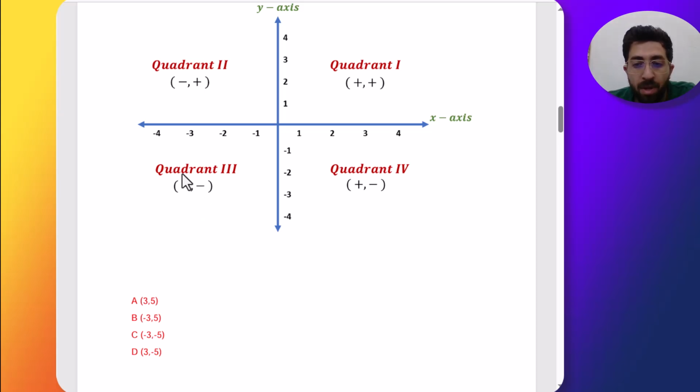And any point in the third quadrant has a length and width less than 0, like point C. And any point in the fourth quadrant has a positive length and a negative width, like point D.